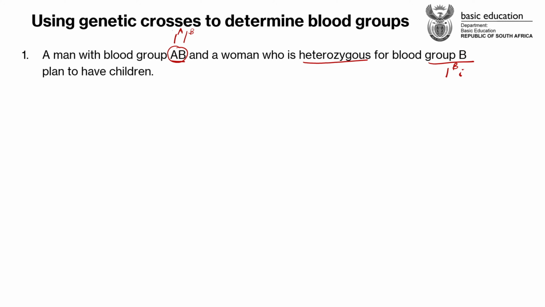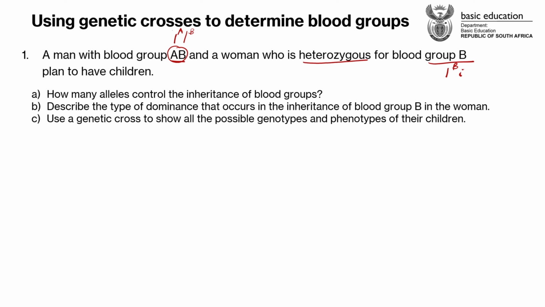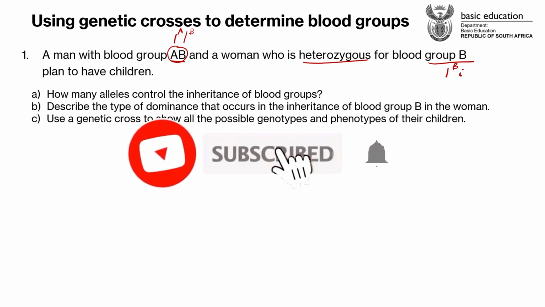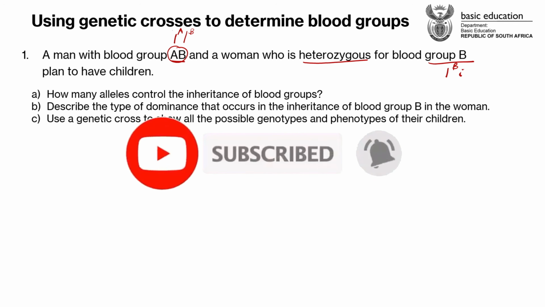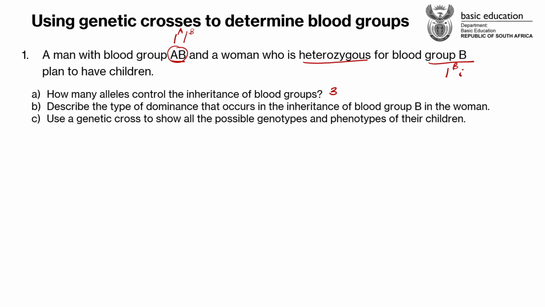And then now they are planning to have babies. They are planning to make children. So now, how many alleles control the inheritance of blood groups? That's question 1. How many alleles did we say they control the inheritance? We've said that we've got 3 alleles that control the inheritance of blood groups. We have got 4 types of blood groups, but we've got only 3 alleles that are controlling them.